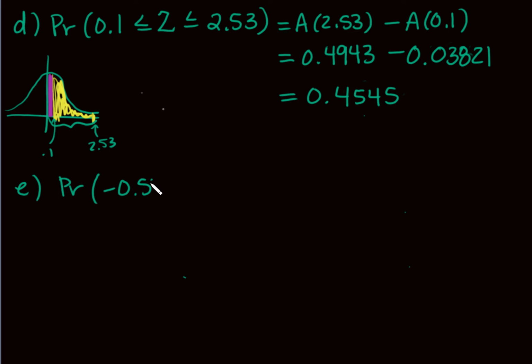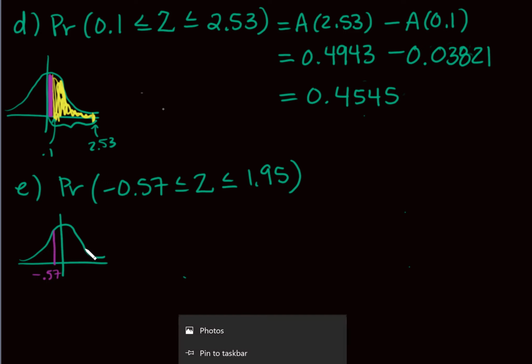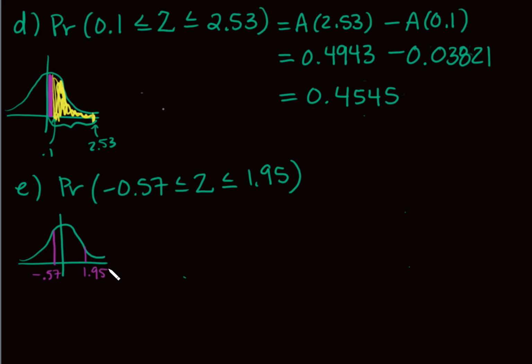Negative 0.57 to 1.95. This one actually isn't going to be too bad. What you just want to look at, if I want negative 0.57, let's say it's right here, all the way to 1.95. Well, what I'm going to do here is just take this area right here, and I am going to add it to this area right here, okay?